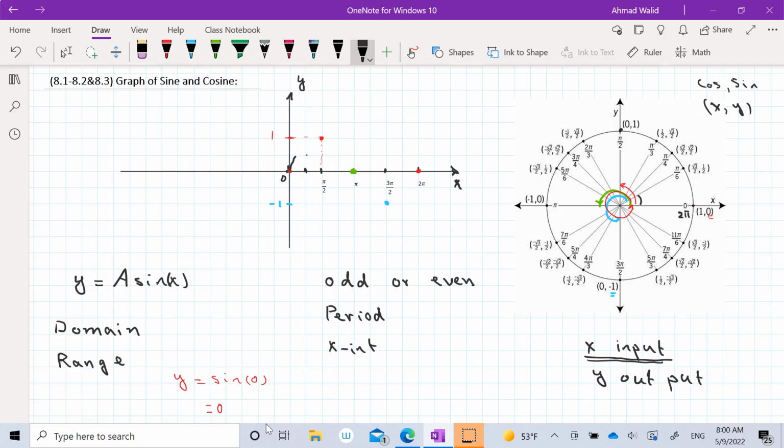The graph starts from 0, 0, goes up to 1, turns around, comes to pi, another x-intercept, goes down to 3 pi over 2, which is negative 1, and turns and comes up to 2 pi, correct? And of course, it continues to infinity this side, and it continues here to infinity. It means the graph of sine is a smooth curve, and the domain is from negative infinity to positive infinity.